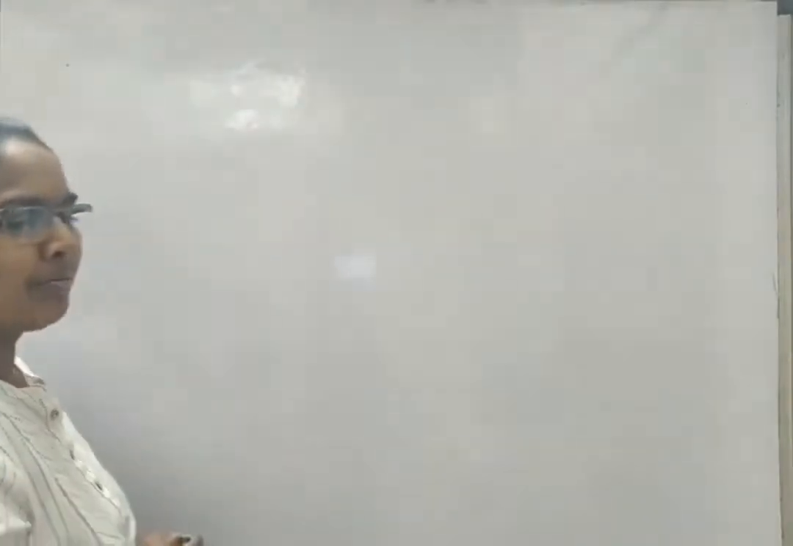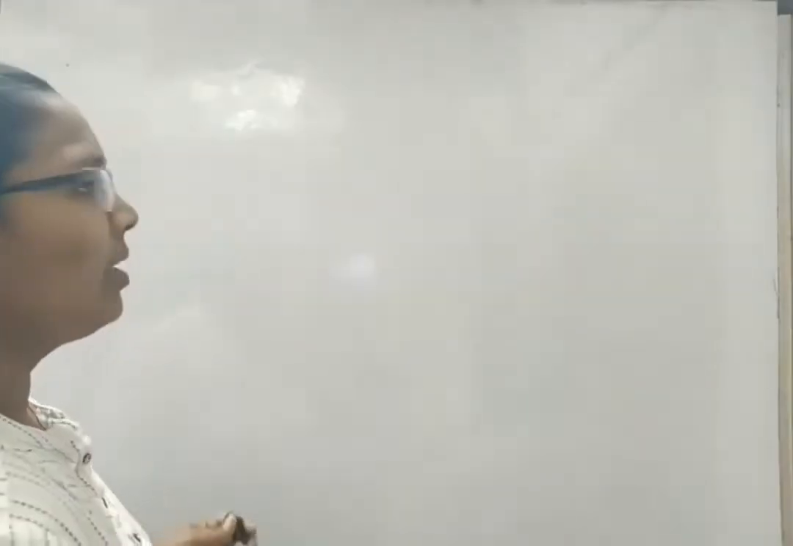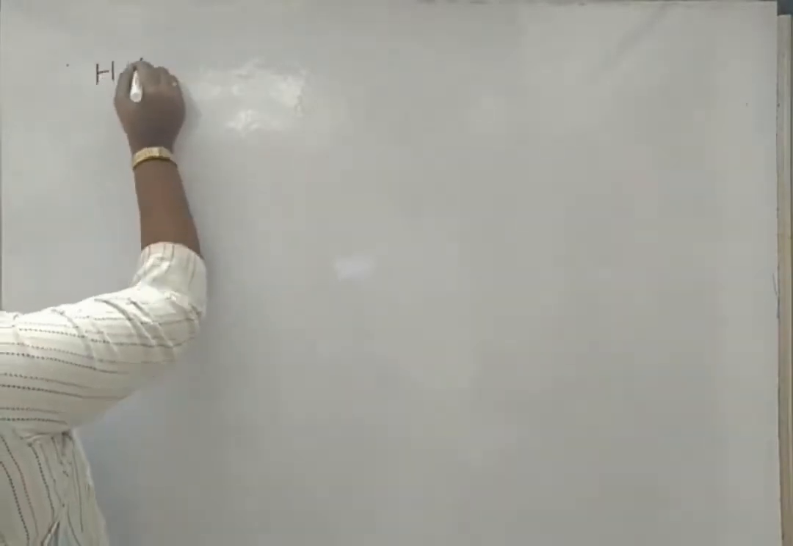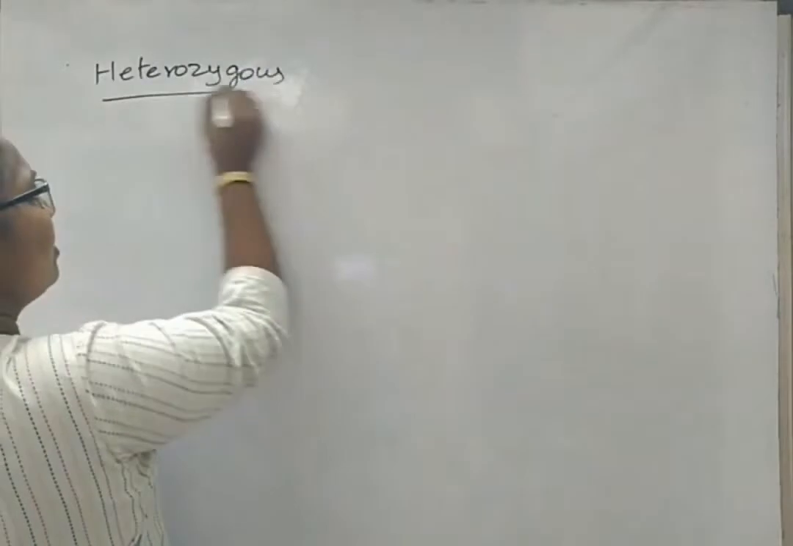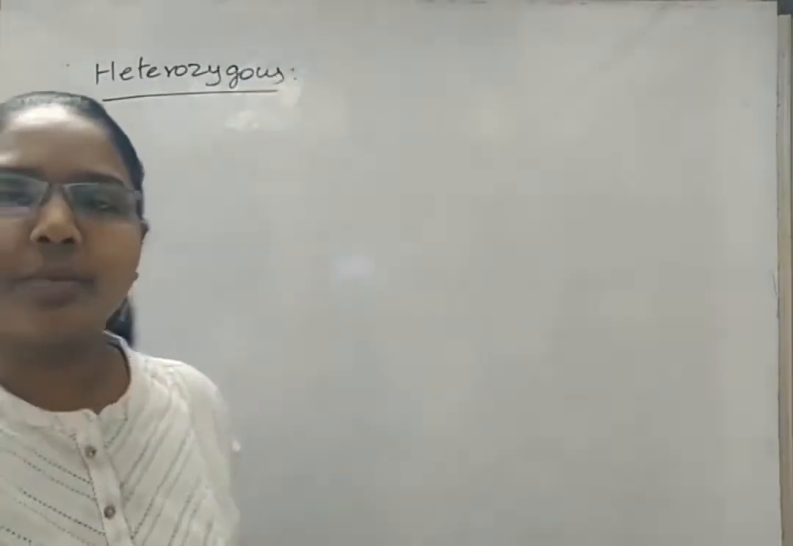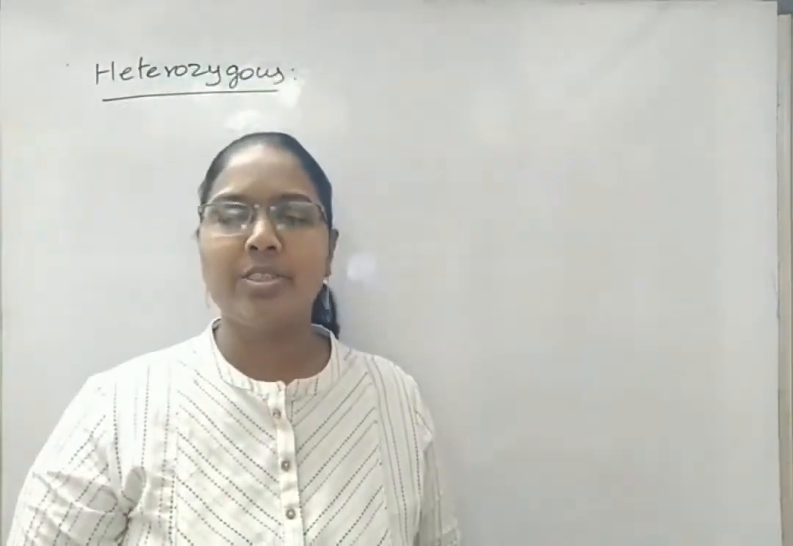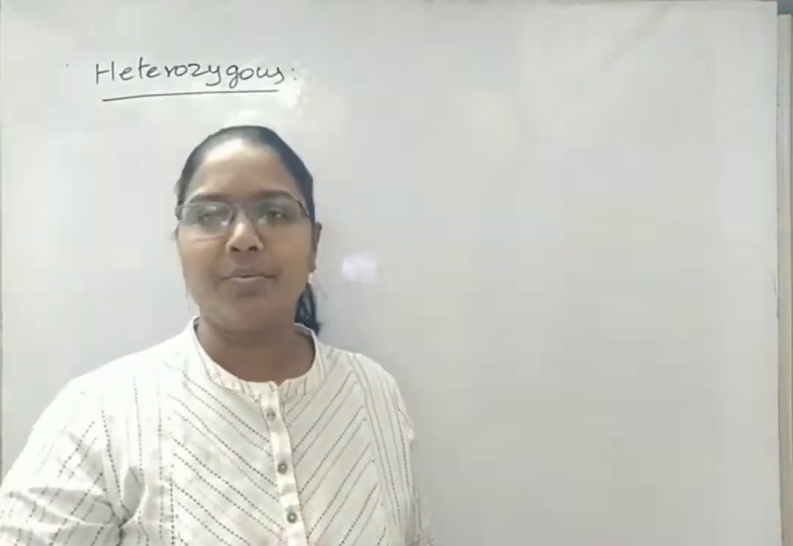Hello students, in the previous video we have seen different terms in the Principles of Inheritance and Variations chapter. Now we will continue with some more terms. One is heterozygous. In this chapter, when we are talking about genetics, when do we use this term?